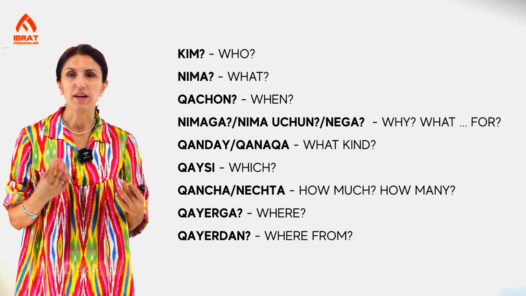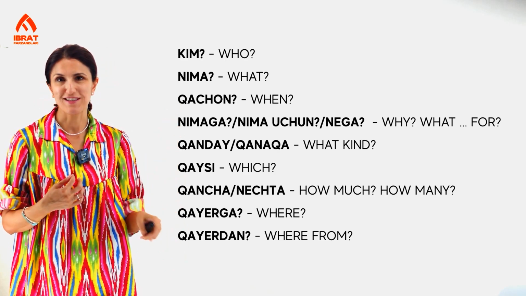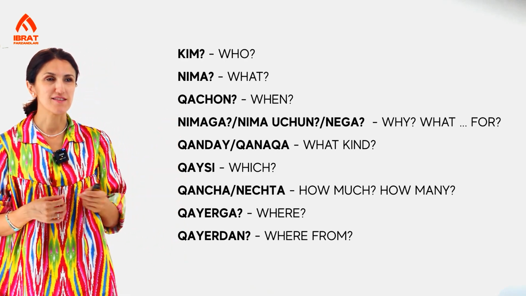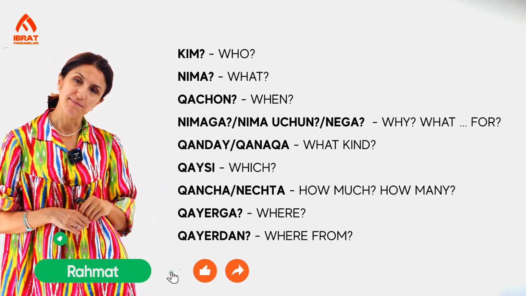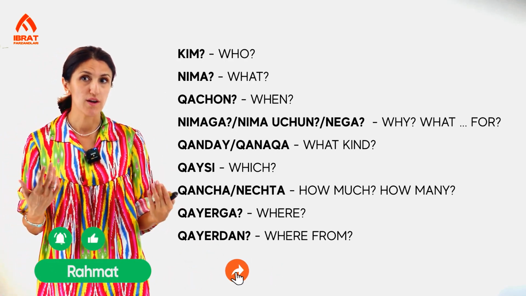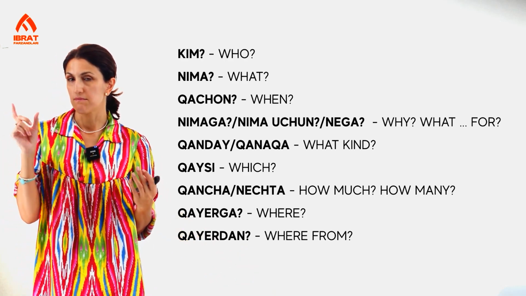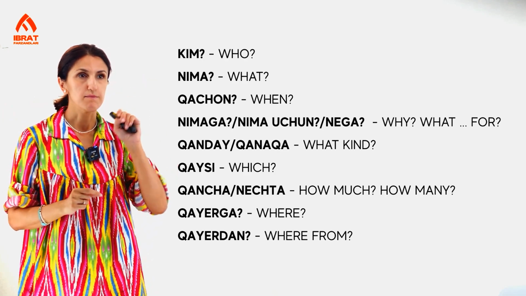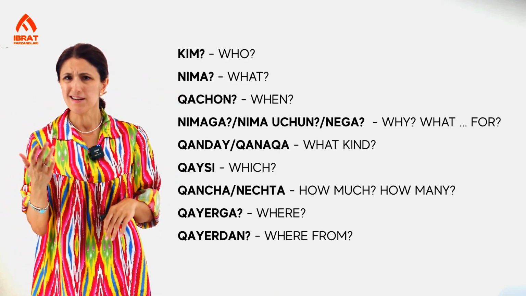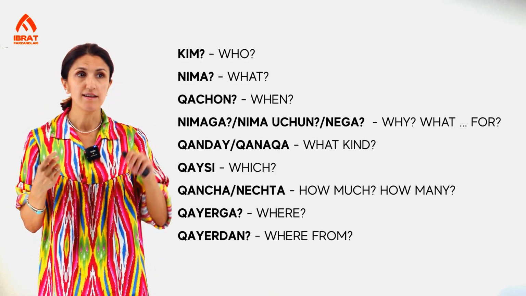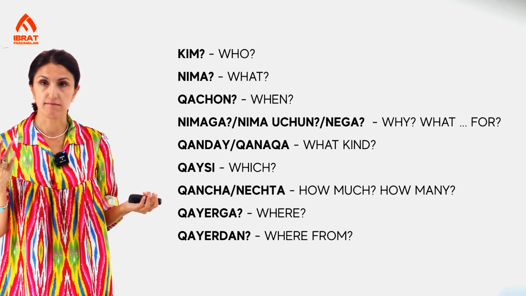And in English, we have W questions. In Uzbek, I would say Q questions. Now, there are lots of words that start with Q. Okay, the first one in my list is Kim. Kim is who? Kim. And I'm not saying Kim. I'm saying Kim. Short A. Kim. Nima. Again, short A. Nima. Qachon. Qachon. When? Qachon.